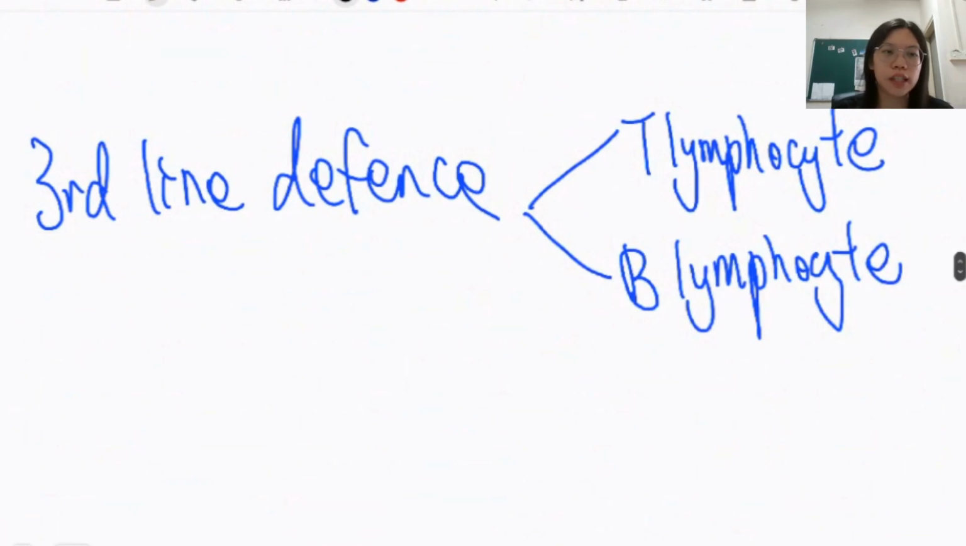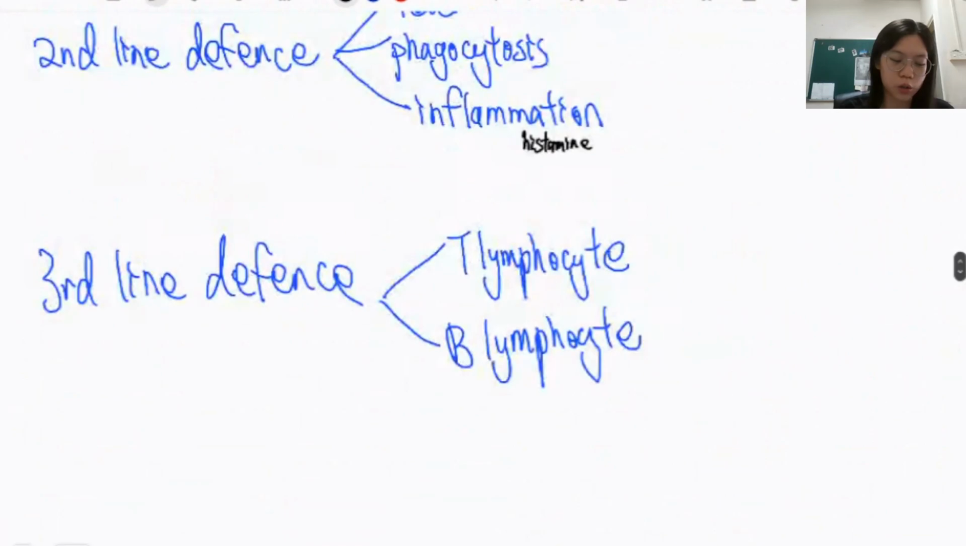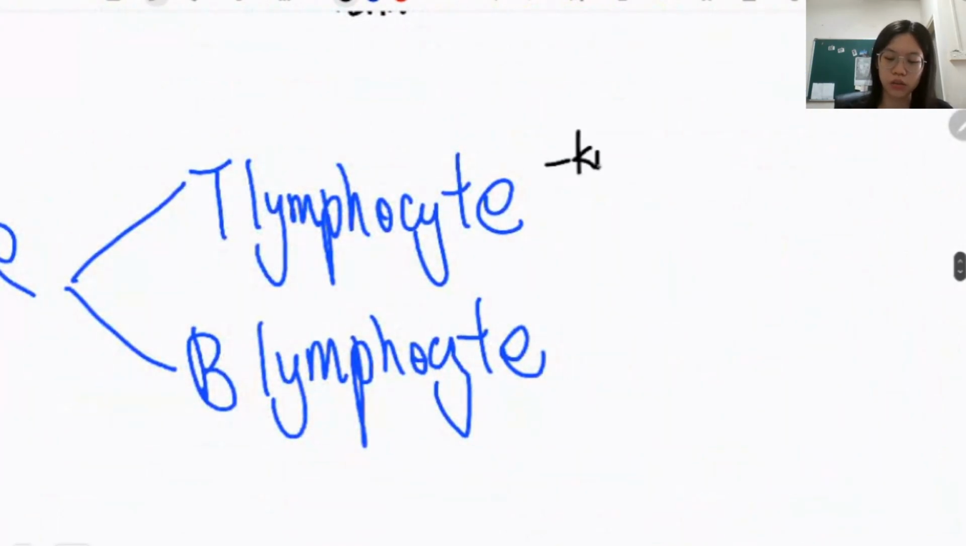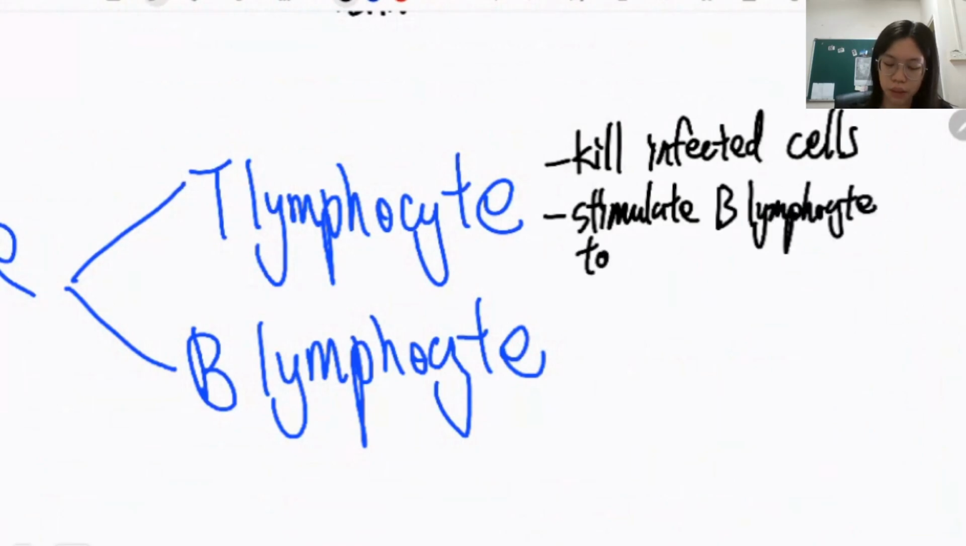For our lymphocytes, there are T lymphocytes and B lymphocytes. T lymphocytes are basically the ones that kill the infected cells, and they are also the ones that stimulate B lymphocytes to produce memory cells.